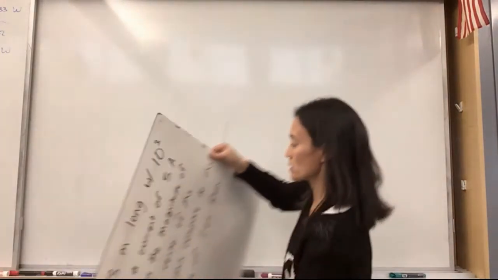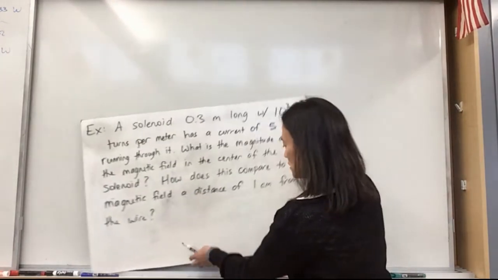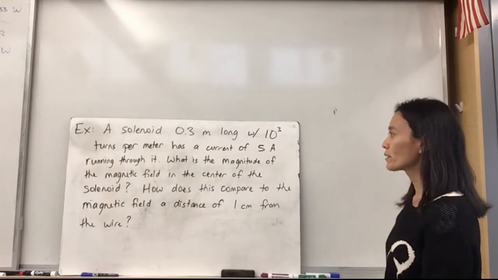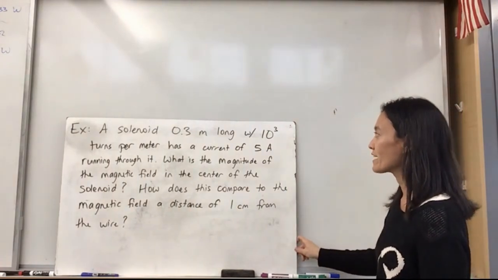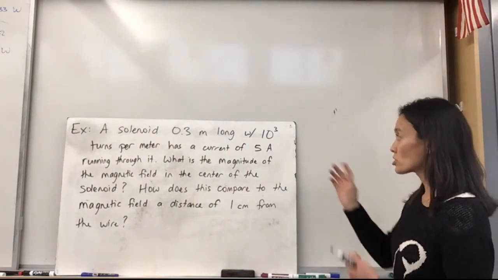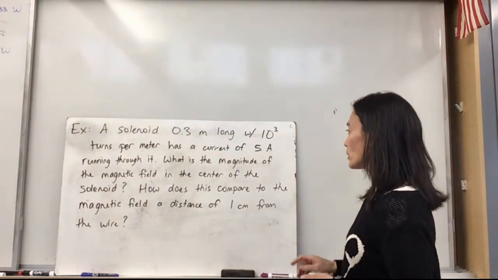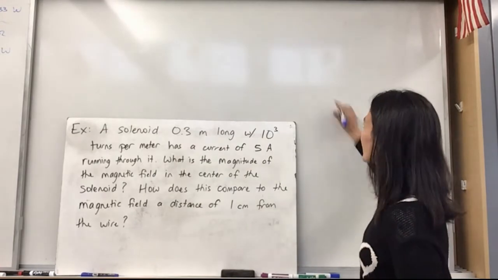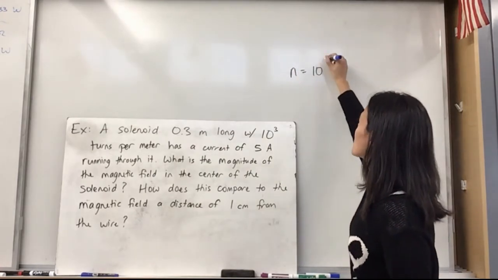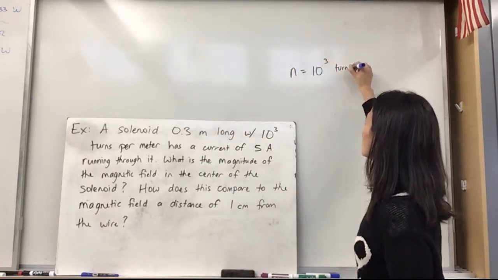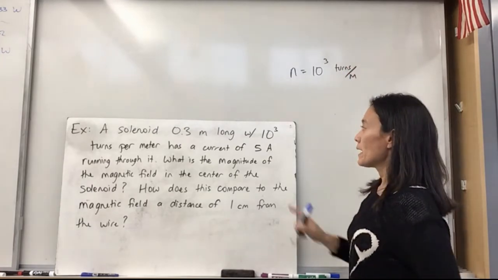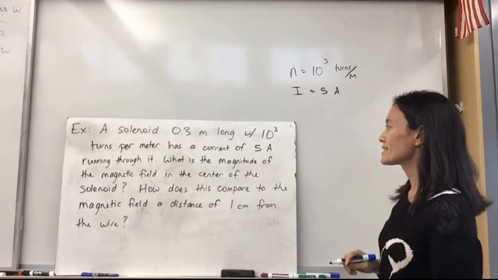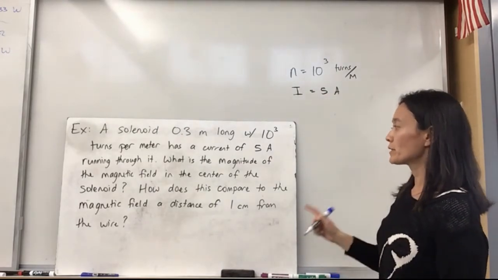And this one was solenoids. Okay, this says a solenoid 0.3 meters long with 10 to the 3 turns per meter has a current of 5 amps running through it. So let's just identify quantities. We know that this is our length. We also know that this is 10 to the 3rd turns, so that's our N value. N is 10 to the 3rd turns per meter. And it's got a current of 5 amps. And we want to know what is the magnitude of the field inside the solenoid.